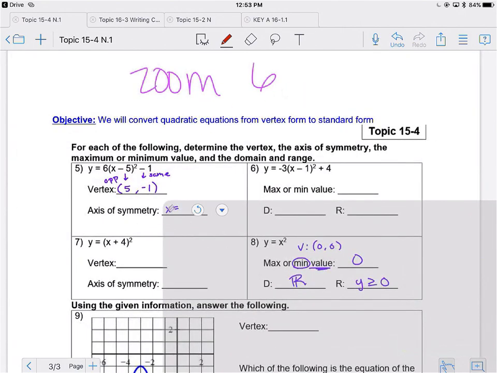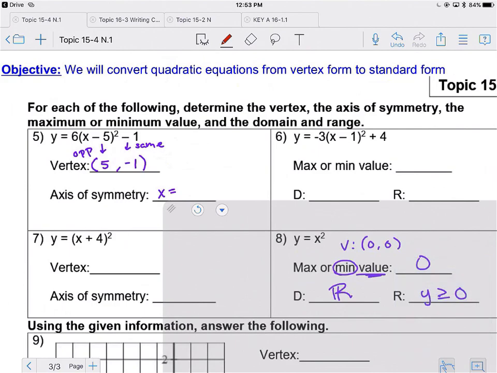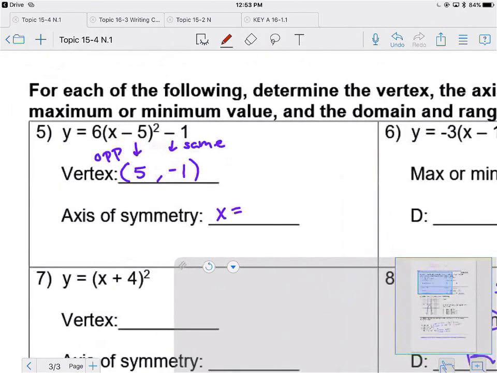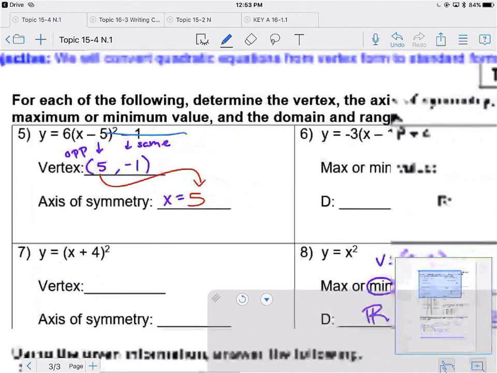So 5, 6, 7, and 8 are asking me to determine the vertex, axis of symmetry, max or min, domain, and range. So we can kind of do that without using the calculator. However, know that if you are really fluent in the calculator and really good at those steps, you can use that. So my vertex is always the opposite of what's inside with x, the same thing as what follows. So x is the opposite, same y. Axis of symmetry is x equals 5. So x equals the x from the vertex.